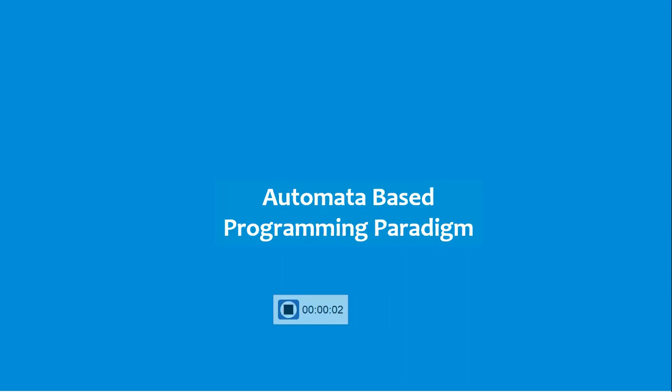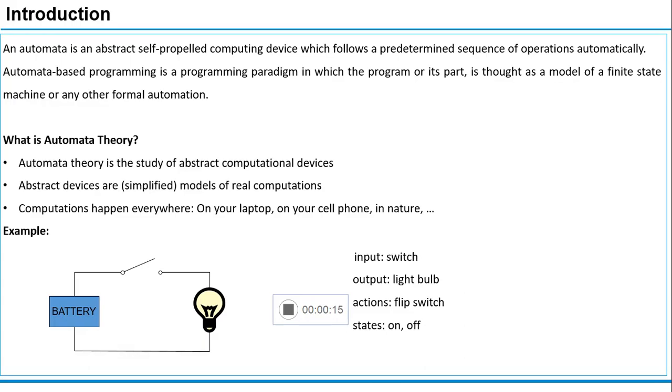Today we are going to discuss what the automata-based programming paradigm is. In this paradigm, we will learn what an automata is, what the automata-based programming paradigm is, and what automata theory is. What is an automata? It's an abstract, self-propelled computing device which follows a predetermined sequence of operations automatically. That is, you can take any computing device which performs some sequence of operations automatically, and you can call it an automata.